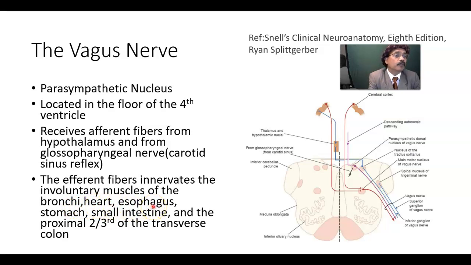The esophagus has smooth muscle, especially the lower one third, mixed with skeletal muscle in the middle third of the esophagus. The small intestinal wall has smooth muscle, and the cecum, ascending colon, and transverse colon up to the proximal two-thirds of the transverse colon, the parasympathetic innervation is carried by the vagus nerve.